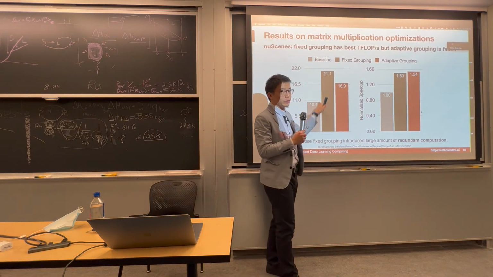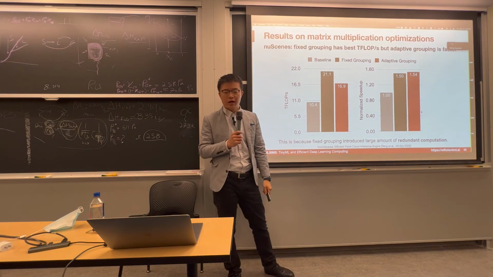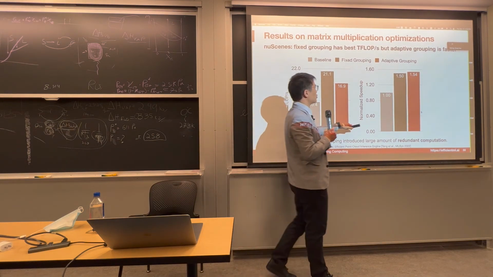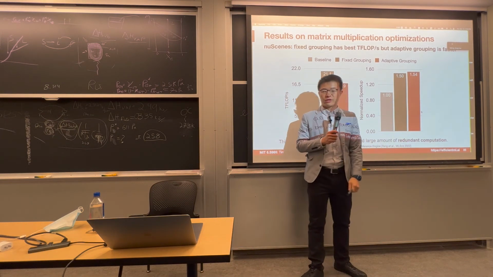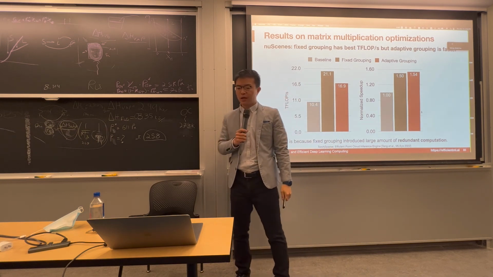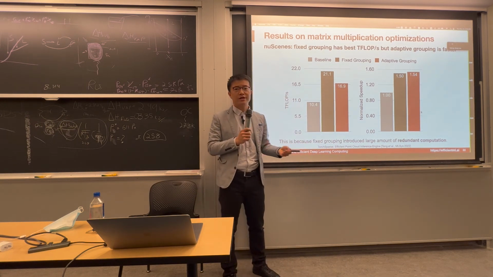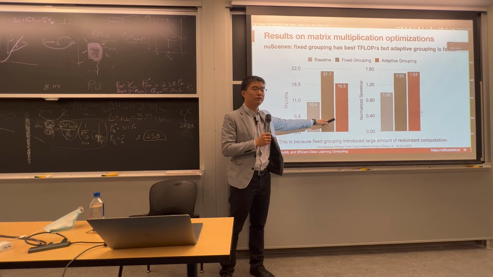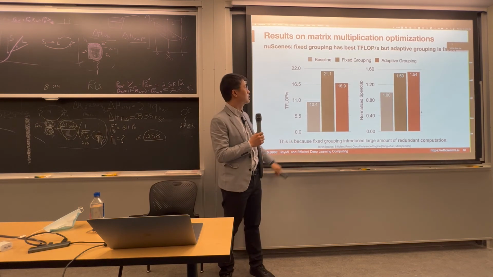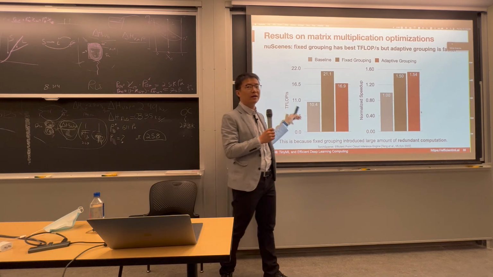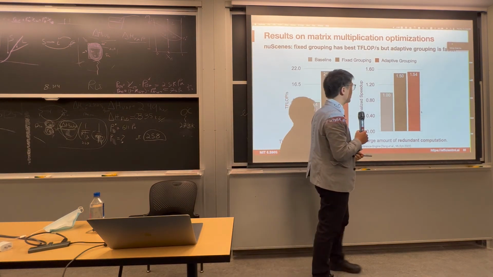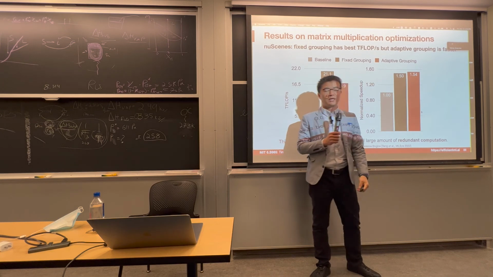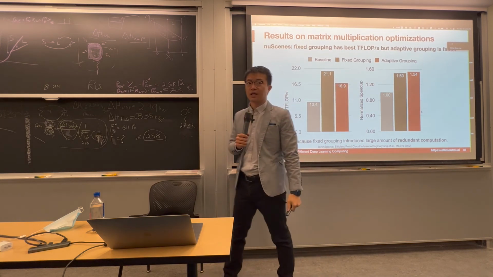Although the fixed grouping will have a higher FLOPS per second, the actual speedup is worse compared with adaptive grouping, because TOPS per second doesn't care if the computation is useful or redundant. So here we are doing a lot of redundant padding, which makes the TOPS per second pretty high, but it's actually computing a lot of redundant workload. The final speedup is actually not as good as adaptive grouping.